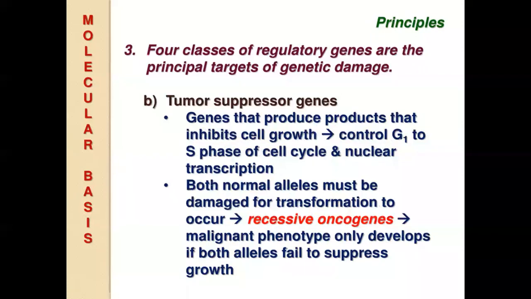The second one is the tumor suppressor genes, the genes that produce products that inhibit cell growth and control the G1 to S phase of the cell cycle and nuclear transcription. Both normal alleles must be damaged for transformation to occur, resulting in recessive oncogenes, and the malignant phenotype only develops if both alleles fail to suppress growth.